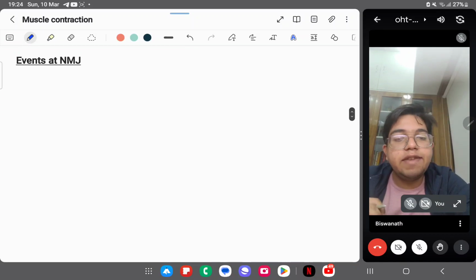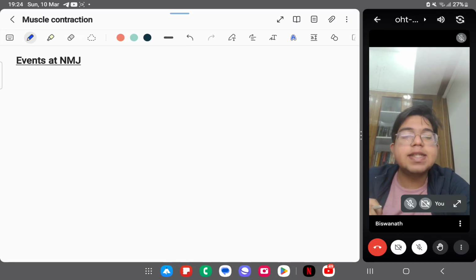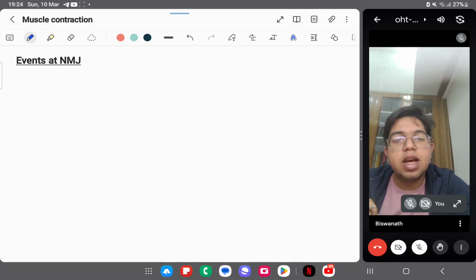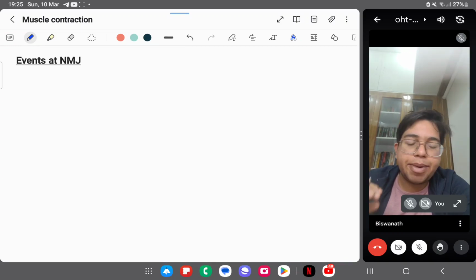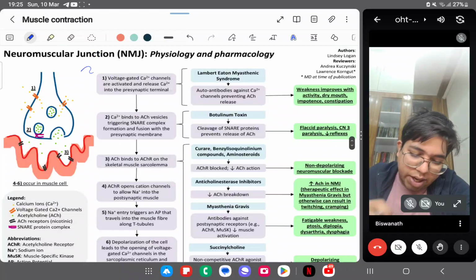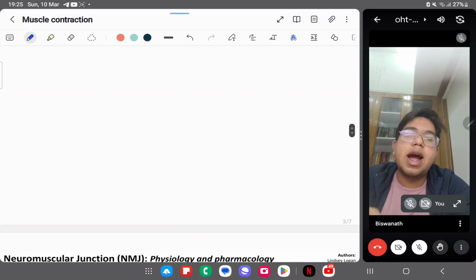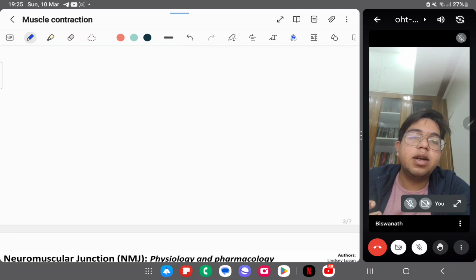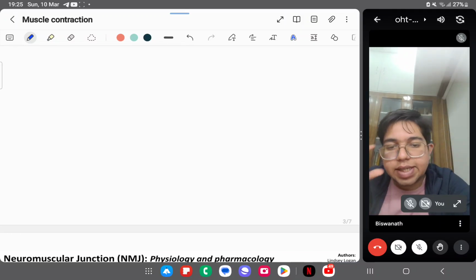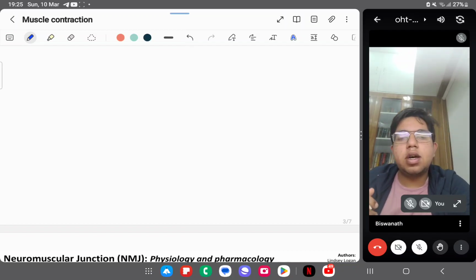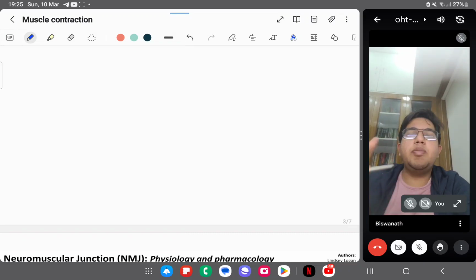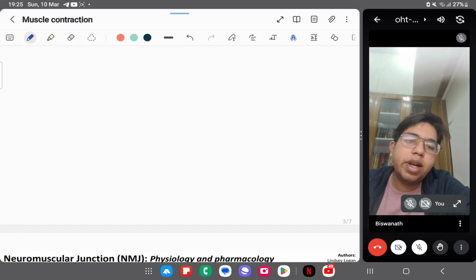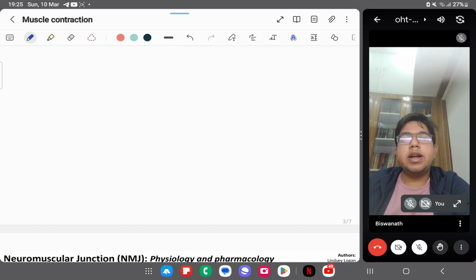Let's discuss the events of the NMJ. What are the events occurring in the neuromuscular junction? Basics of a neuron: a neuron has a synaptic end terminal, the synaptic end plate, the synaptic knob. Many things occur in the synaptic knob, and the neurotransmitter is released, which acts on the motor end plate and depolarizes the T tubules, and the T tubules act on a receptor, the ryanodine and DHP receptors.